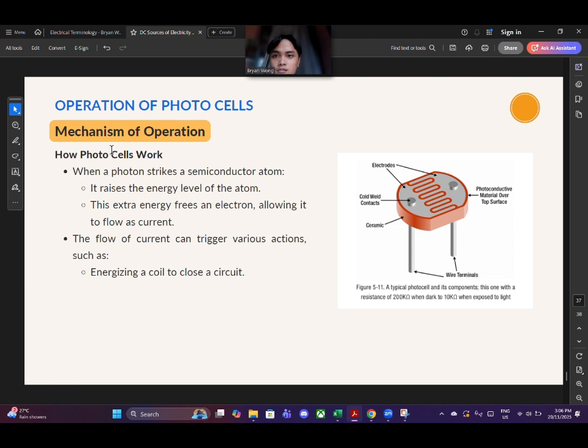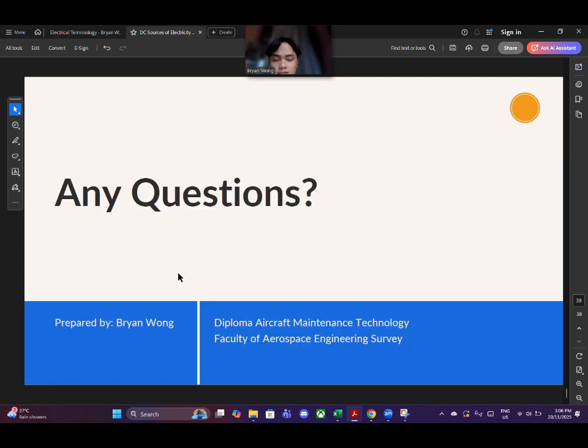The mechanism of operation for a photocell: when a photon strikes a semiconductor atom, it raises the energy level of the atom. This extra energy frees an electron, allowing it to flow as current. The flow of current can trigger various reactions, such as energizing a coil to close a circuit. This shows a typical photocell here.